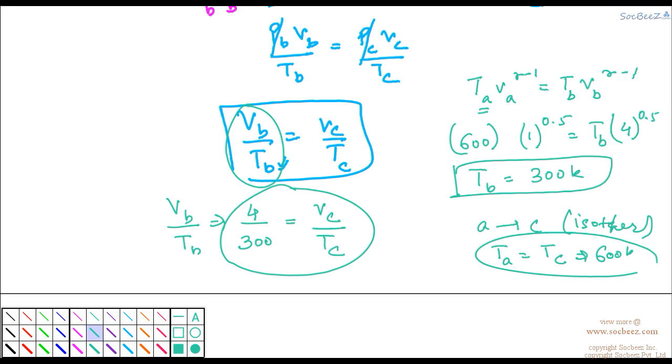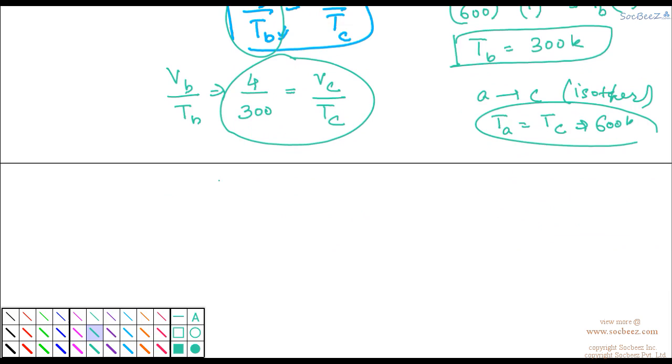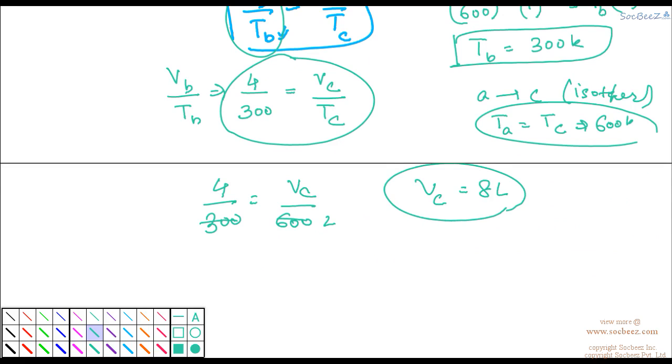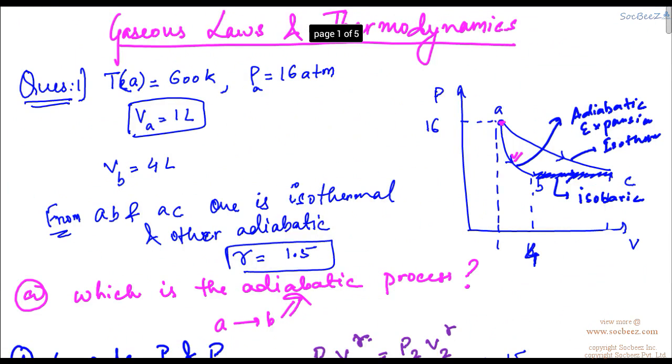So that part has already been done, but I was calculating this in order to relate the volumes as well, right? So we can say that 4 upon 300 is equal to VC upon 600. So this is 2. We get directly VC is equal to 8 liters. Alright. Now let's try to review this question.